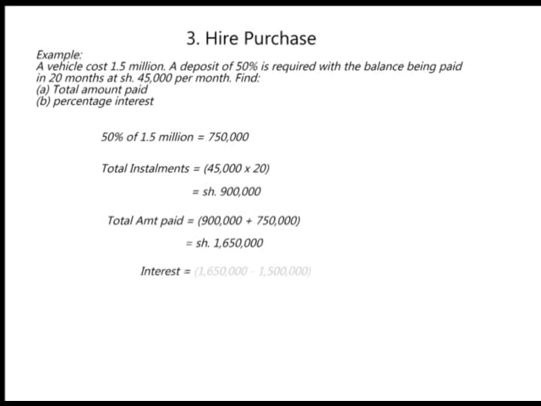Interest will be 1,650,000 minus 1.5 million, which gives us 150,000. The interest is 150,000 over 1.5 million times 100, and that is equal to 10%.